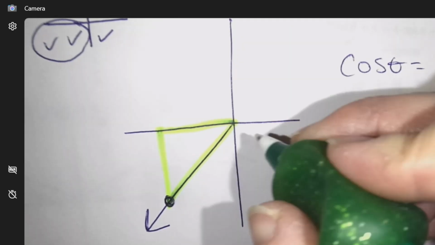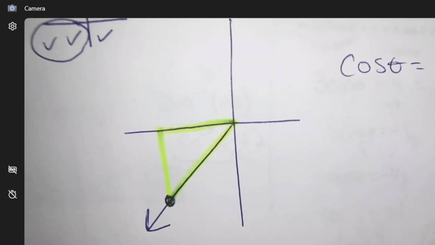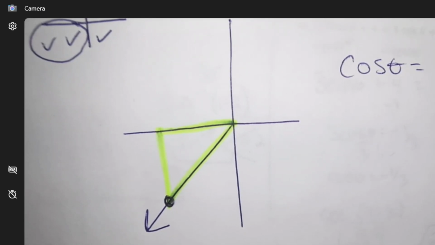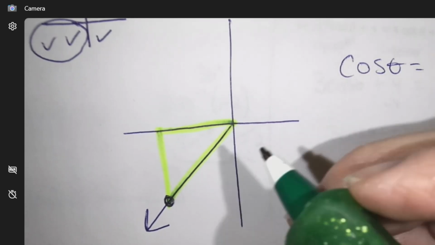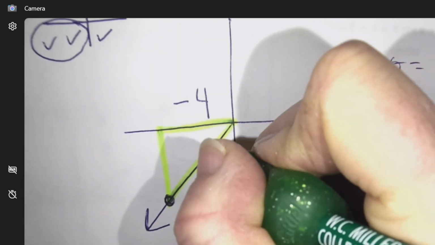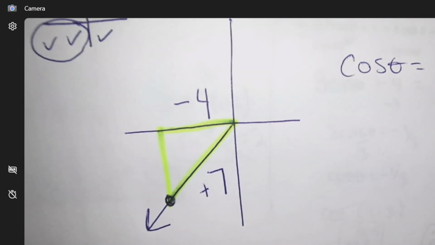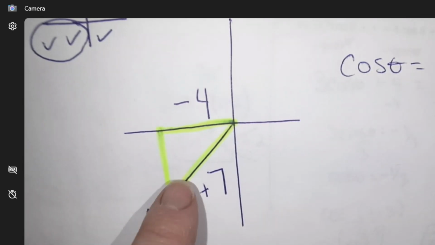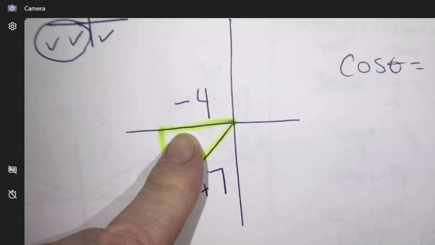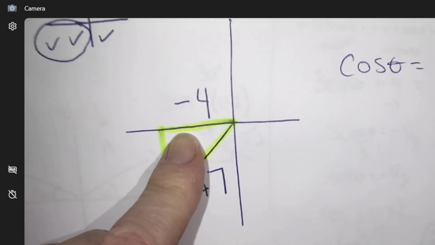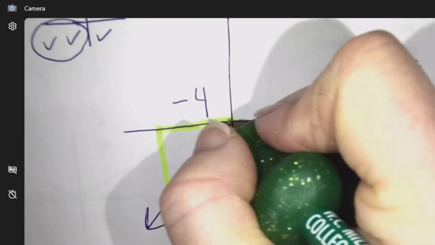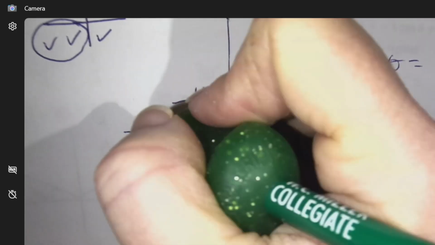Okay, one of these sides is a 4 and one of them is a 7. So where do they go? Cos is CAH, or X over R. So this X, this R. Does it make sense that this is -4? Because it's an X. Where are you heading? You're heading to the left.